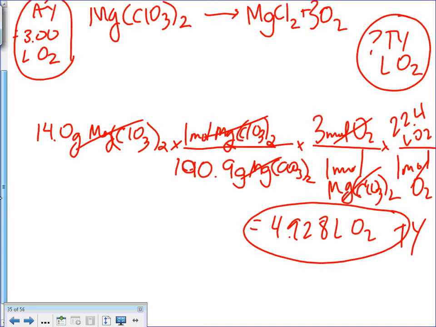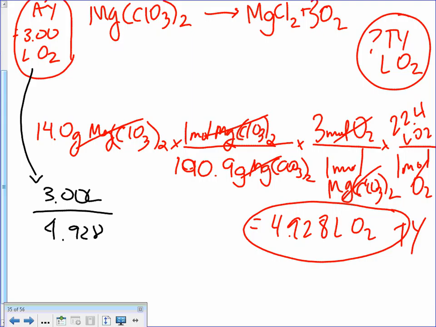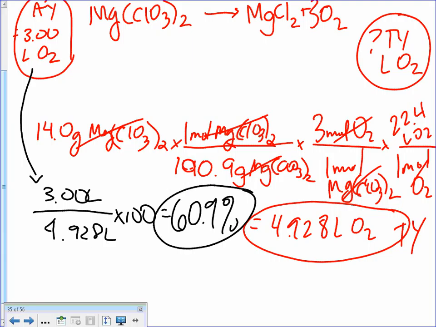Anybody got me yet? What do I have to do? 3 divided by 4.9. Okay, so you're going to do actual yield, which is 3, divided by our theoretical yield of 4.928 liters, times 100. What's their percent yield? So around 61 or 60, I'll go 60.9, so there's 3 sig figs throughout this. 60.9%. Are they a great chemist or what, guys? No, not great. Not bad, not the worst, but we're looking pretty good here.